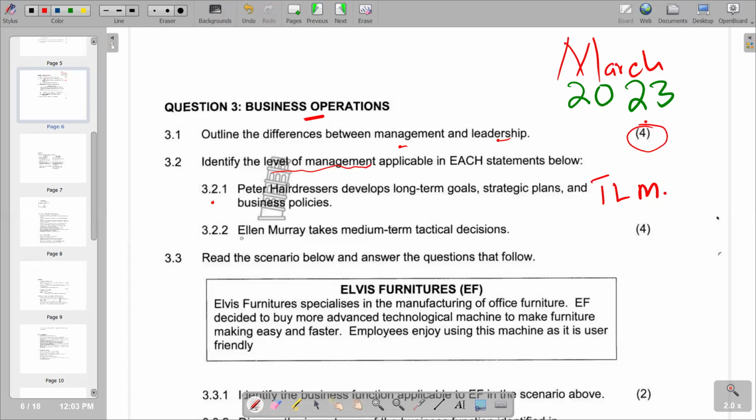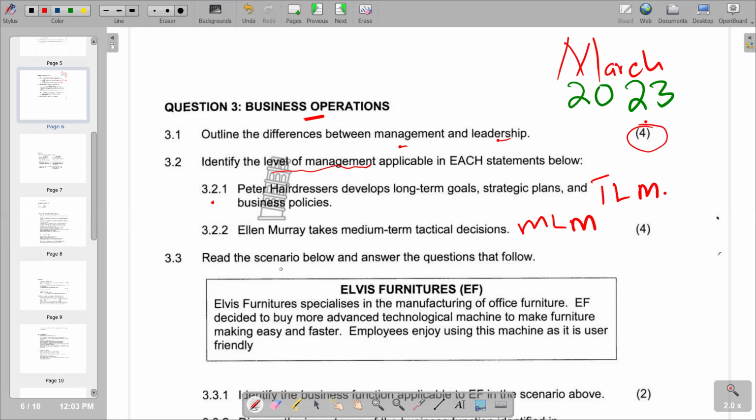Then 3.2.2, Ellen Murray takes medium term tactical decisions. You'll see that this is middle level management. On mid level management, we know that they are below the top level management and are responsible for controlling and running an organization. That's what we have in terms of 3.2.2.